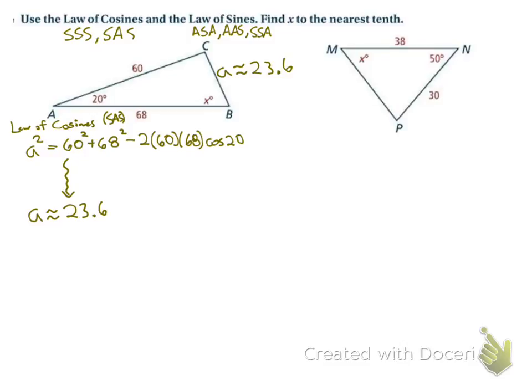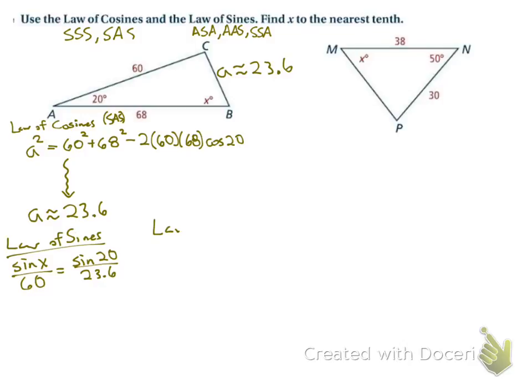Okay, now, you got two options. I don't care which one you do. You're either team law of sines or team law of cosines. If I went law of sines, I would go sine of x over 60 equals sine of 20 over 23.6. Solve the proportion.